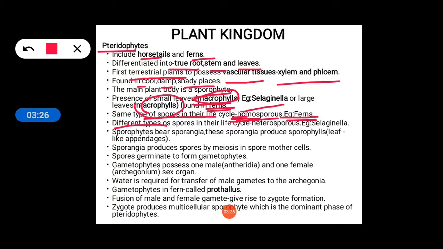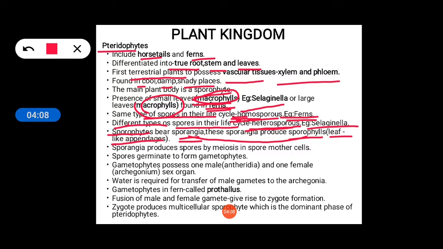Different types of spores in their life cycle, they are heterosporous. Hetero means different. So if they possess different types of spores in their life cycle, they are known as heterosporous. Example is Selaginella. Sporophytes bear sporangia. So what do sporophytes contain? They contain sporangia, and these sporangia produce sporophylls. What are sporophylls? They are leaf-like appendages.